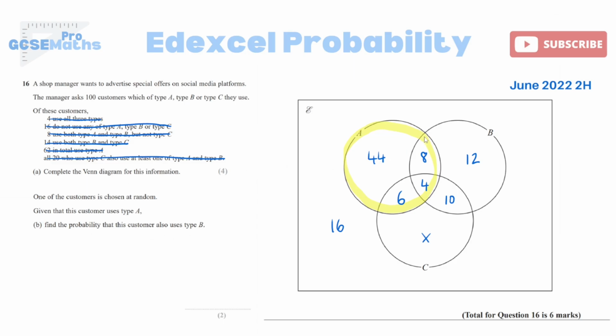So to see how that would be, they haven't mentioned whether they can or can't use type C, so I'm going to include it. In terms of making my fraction, the numerator is going to be those who use B within the whole A circle, so that's 8 plus 4, which is 12 people, out of just the A bubble, because they've said, given that this customer uses type A, it's not out of the whole Venn diagram, it's just out of A. So 44 plus 8 plus 4 plus 6 gives us 62. Now, you can obviously see that that would simplify, but in terms of probability, they don't tend to care if it's simplified or not. So you can simplify it if you want, or just leave it like that. That's absolutely fine.